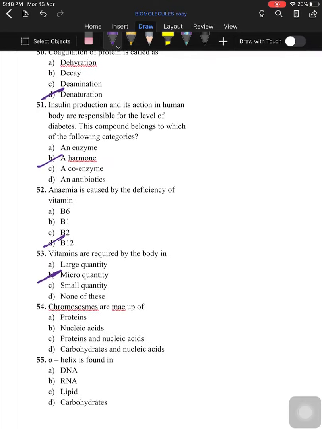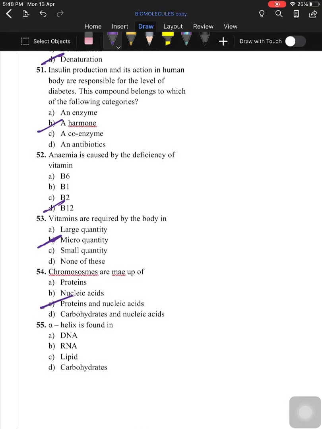Moving on to the 54, chromosomes are made up of dash. They are made up of proteins and nucleic acid. Therefore, option C would have been the right one. Very simple question. 55, alpha helix is found in a dash. Alpha helix is also found in DNA because DNA is called a nucleic acid, and there you have a nitrogenous base, proteins and all. Therefore, alpha helix is commonly found in DNA.